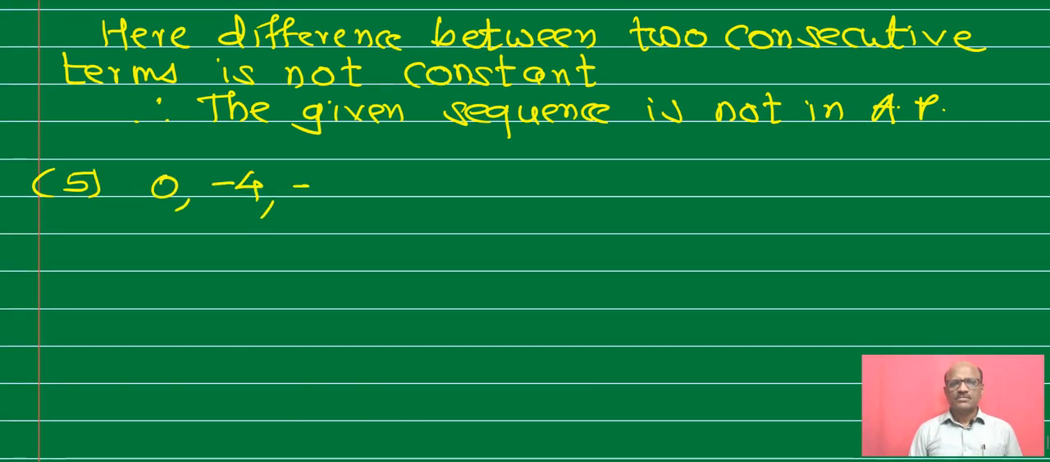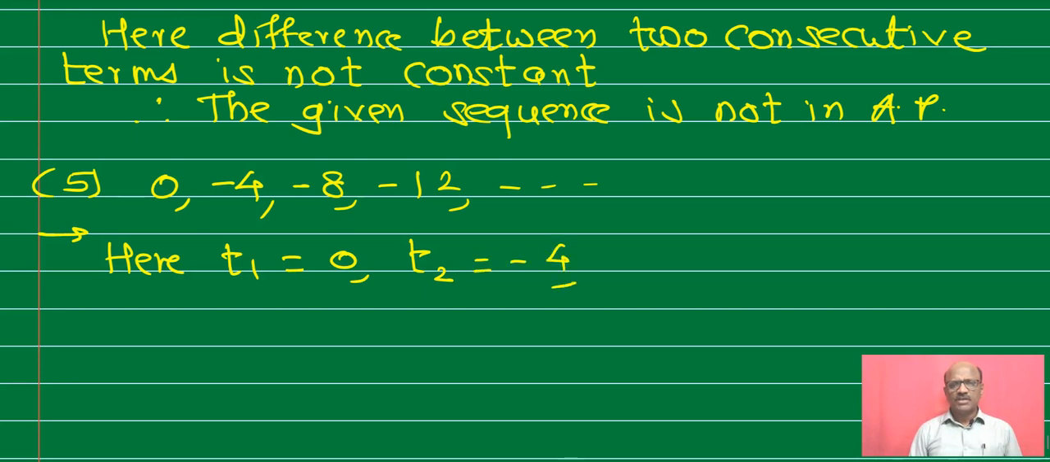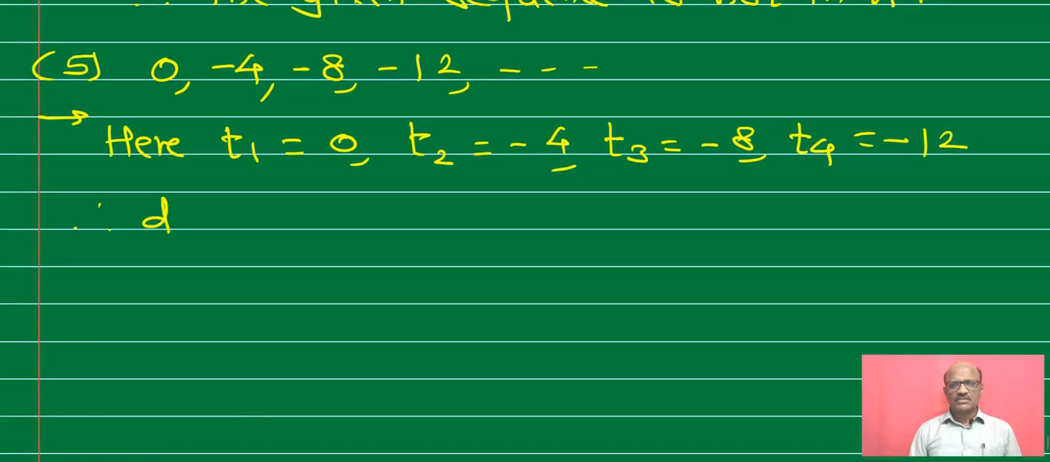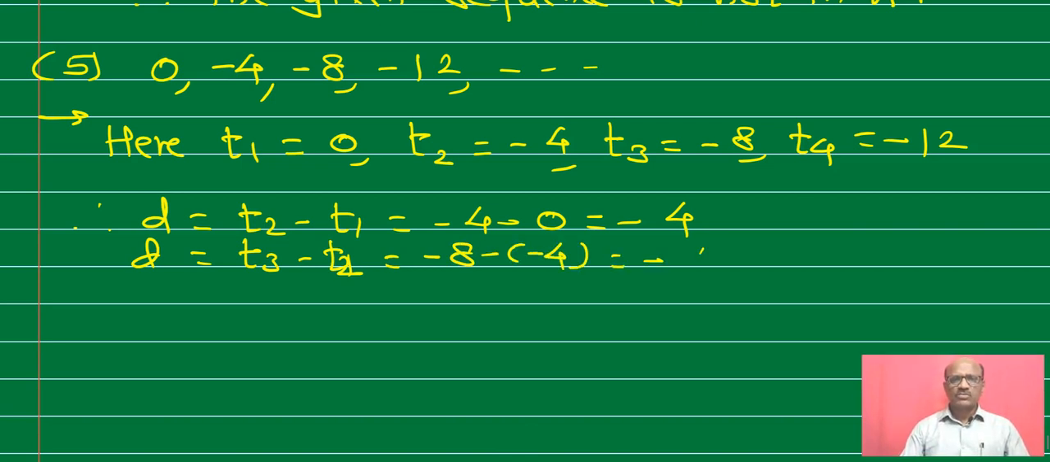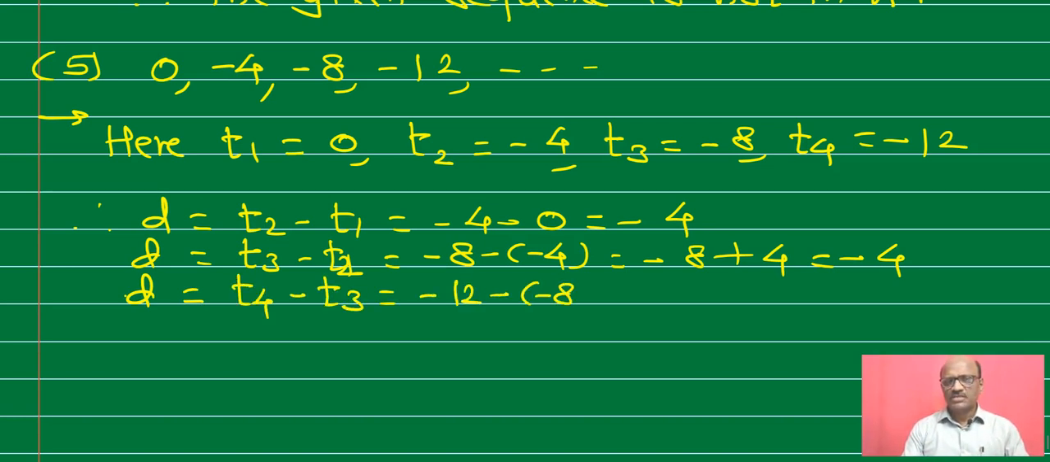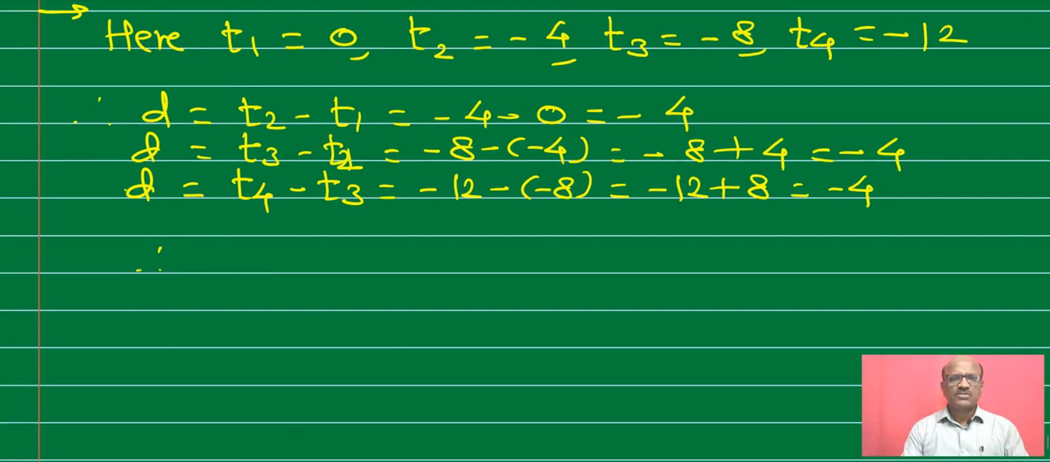Number 5: 0, minus 4, minus 8, minus 12. Now here T1 is 0, T2 is minus 4, T3 is minus 8, T4 is minus 12. Therefore, D is equal to T2 minus T1, minus 4 minus 0, that is minus 4. D is equal to T3 minus T2, minus 8 minus in bracket minus 4, minus 8 plus 4, that is minus 4. D is equal to T4 minus T3, minus 12 minus in bracket minus 8, again it is minus 4.